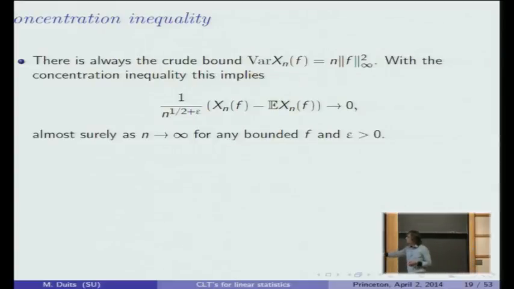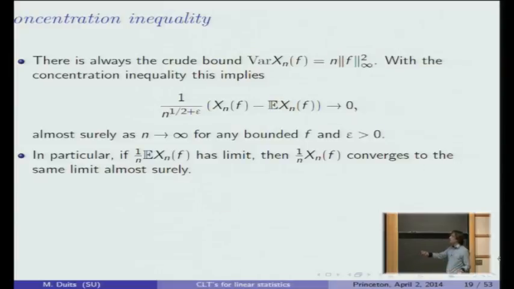But then you can immediately show that n to the power minus 1/2 plus any positive epsilon converges to 0 almost surely, as n goes to infinity, for any bounded function f. Also, this holds very generally for determinantal point processes where the projection operator is the kernel and where you have n points.